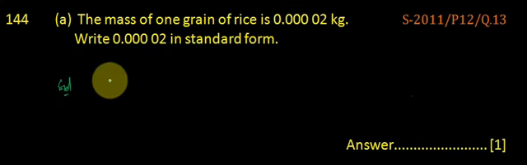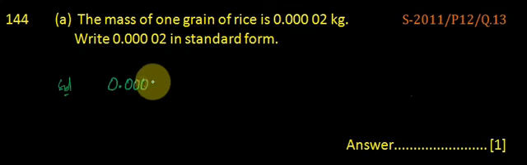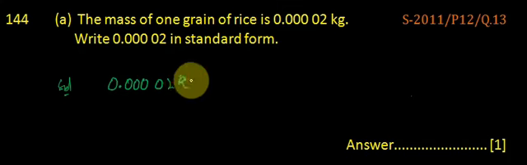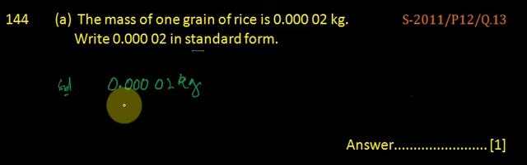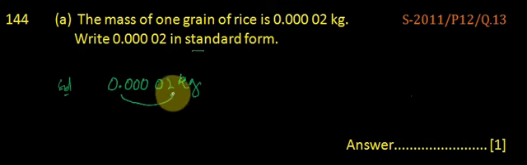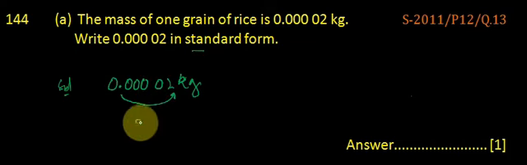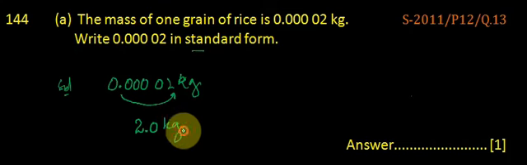So the mass of one grain of rice is 0.00002 kg, and we have to write this figure in standard form. So we must move the decimal from left to right up to 2.0, or up to 2. We must move the decimal 1 digit, 2 digit, 3 digit, 4 digit, 5 digit. So it will become 2.0 kg.